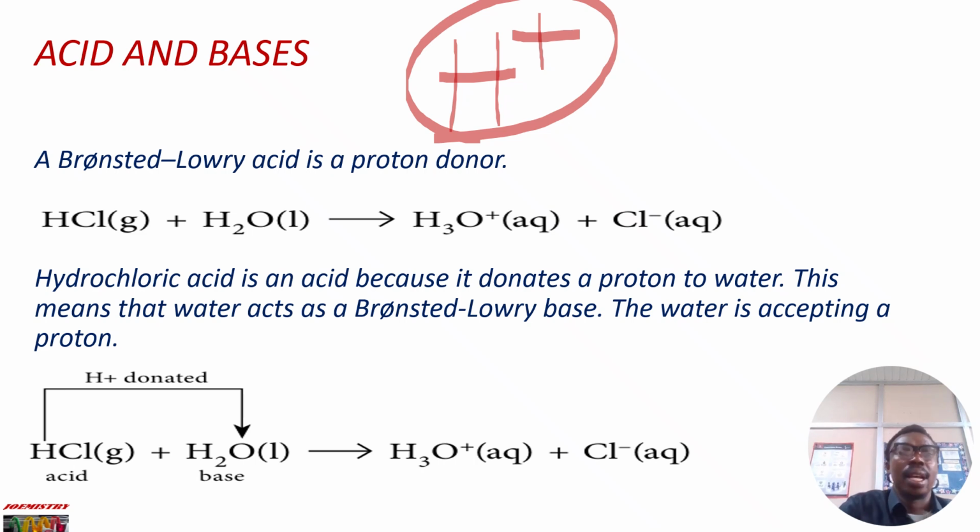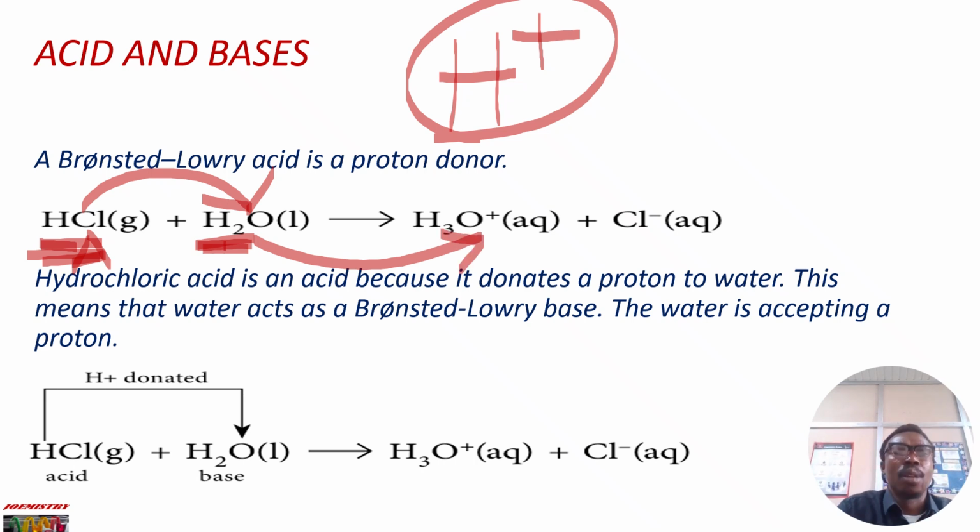An acid. If you look at this equation before us, this is the acid, this is the proton donor. It donates what? A proton to the base, to water, which is the base. So this is the Bronsted-Lowry acid. Why is water the Bronsted-Lowry base? Because it accepts a proton to form hydroxonium ion, while this one donates a proton to form chloride ion.